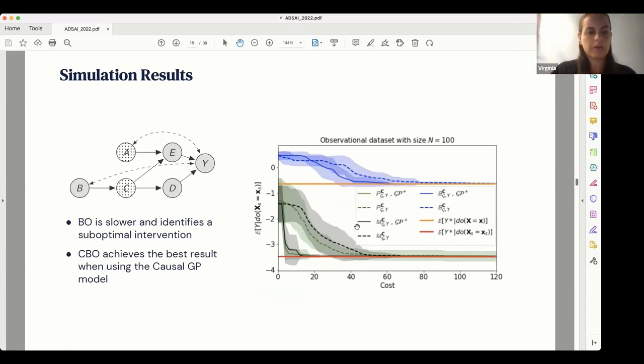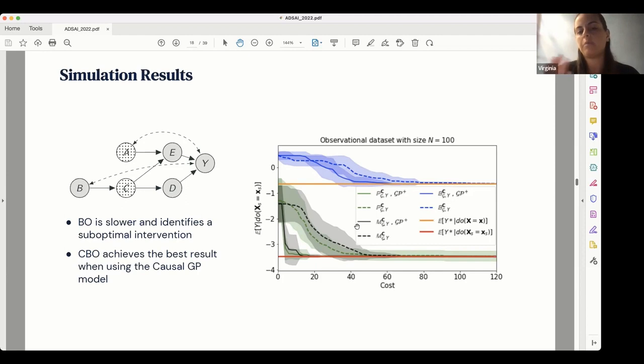We are going to look very quickly at two experimental results. On the left, you see the causal graph that is associated to the convergence result on the right. On the right, you see how fast the algorithm, both causal Bayesian optimization and Bayesian optimization, are converging to the optimal solution.